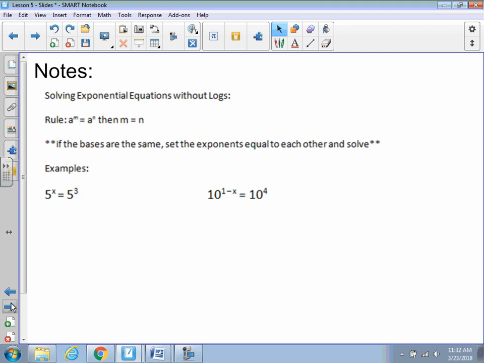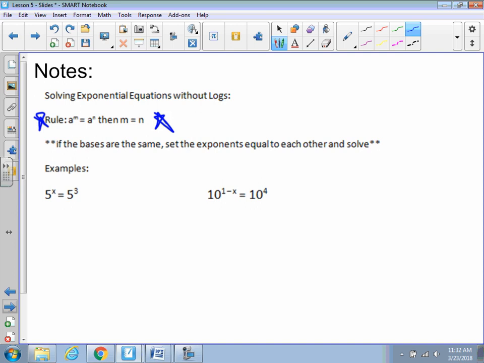So here's our rule. Our rule is that if you have a to the m power equals a to the n power, then m equals n. So if the bases are the same, we're going to set our exponents equal to each other and solve. So it's pretty simple. If you look at your first example, our base for each is 5, so I can set my exponents equal. X equals 3.